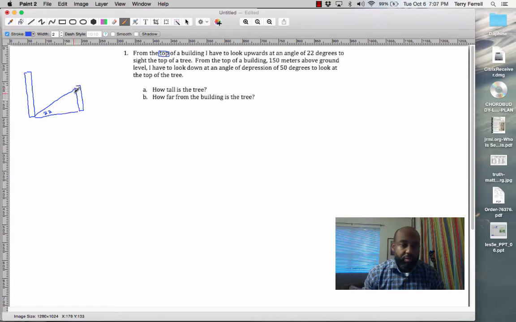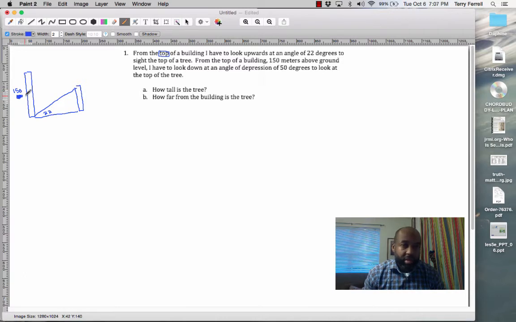From the top of the building, 150 meters above ground. So this is 150 meters. That's a sad 150. Let's make that 150.